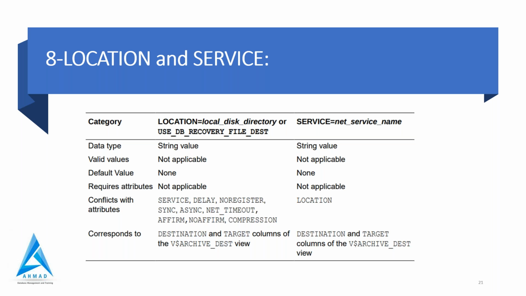And if you are specifying multiple attributes, then specify the LOCATION or SERVICE attribute first in the list of attributes. You must specify at least one local destination with the LOCATION attribute, and when you specify a SERVICE attribute, you specify the net service name, that is the SERVICE equals keyword. And to verify the current setting for the LOCATION and SERVICE attributes, you can check the V$ARCHIVE_DEST view that I told you about right now.